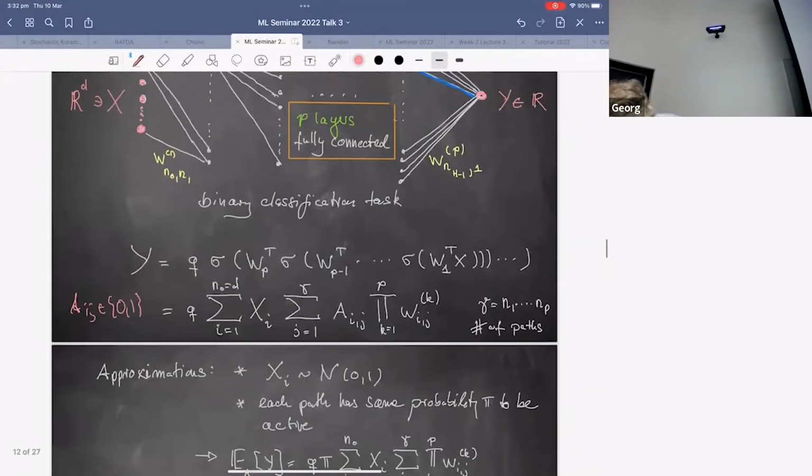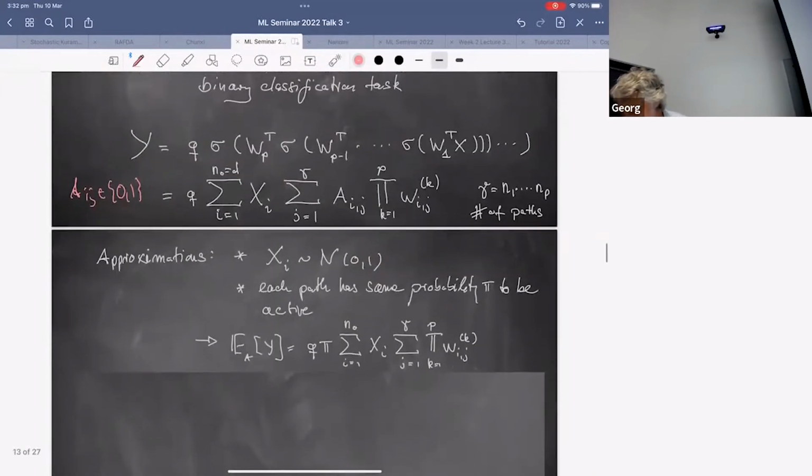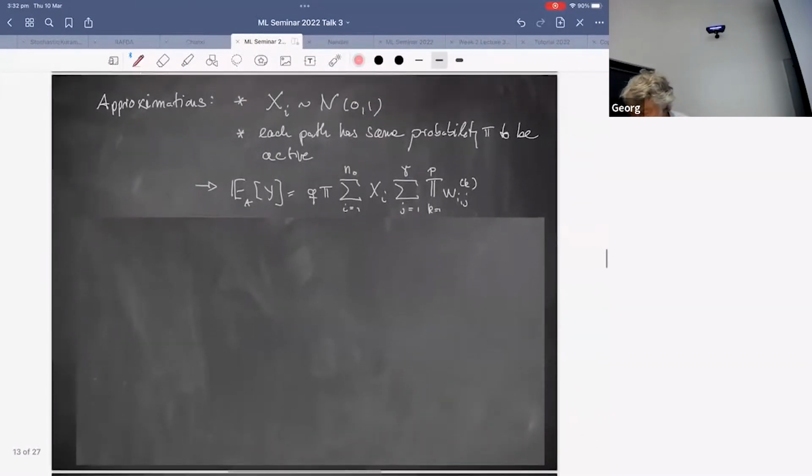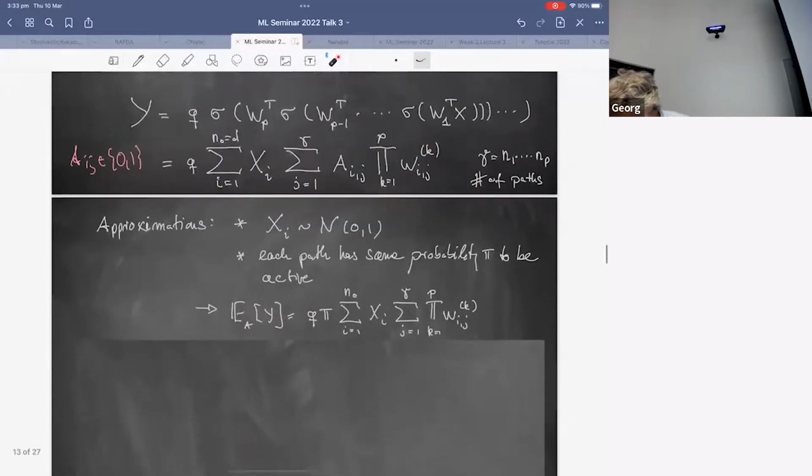Read it. Okay, so now we start making approximations. First approximation: we're going to say that the xi's are normally distributed from 0, 1. Then we're going to say that each of those paths has the same probability p. So these Aij's are some Bernoulli distributed random variable with mean p. Okay. So we can average over the a's, and if you see here, we just replace this by the mean value, which is p or pi.